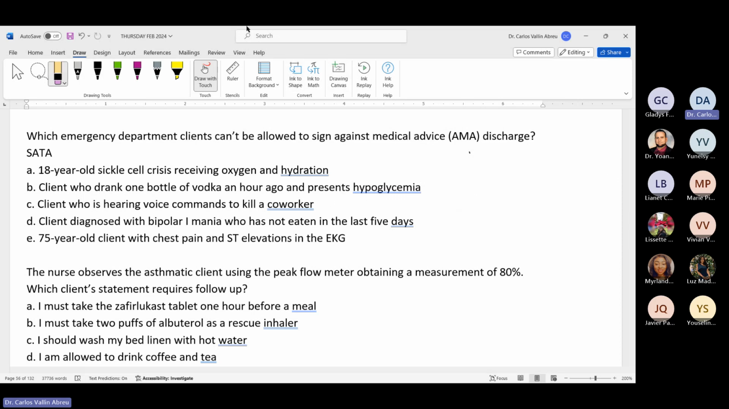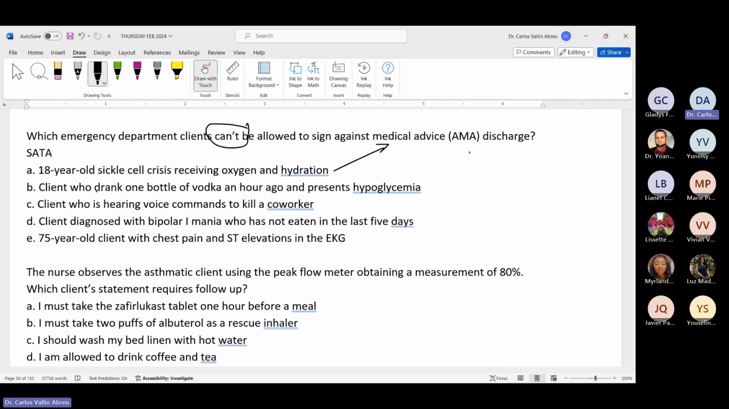Okay. So now that we clarified the theory, an 18-year-old is an adult. Sickle cell crisis, so is having a vaso-occlusive crisis of sickle cell disease with hemolysis and pain, receiving oxygen and hydration. This client is in his or her mental capacity and is an adult, can leave. And we are looking for those who cannot be allowed. This one can leave if wanting.